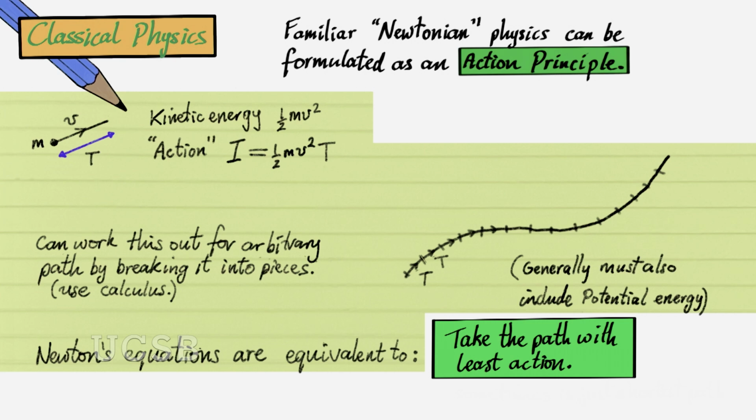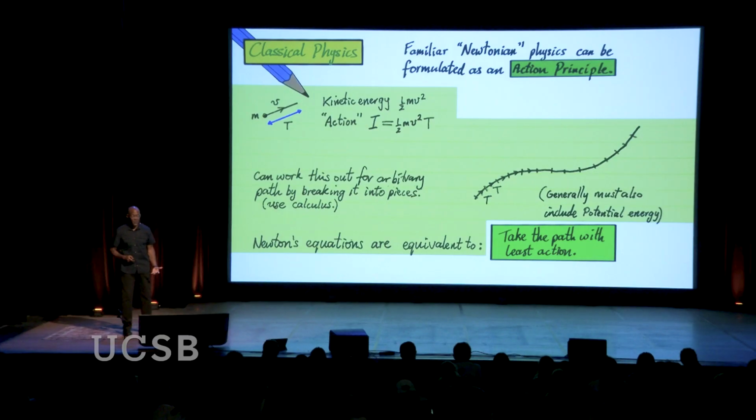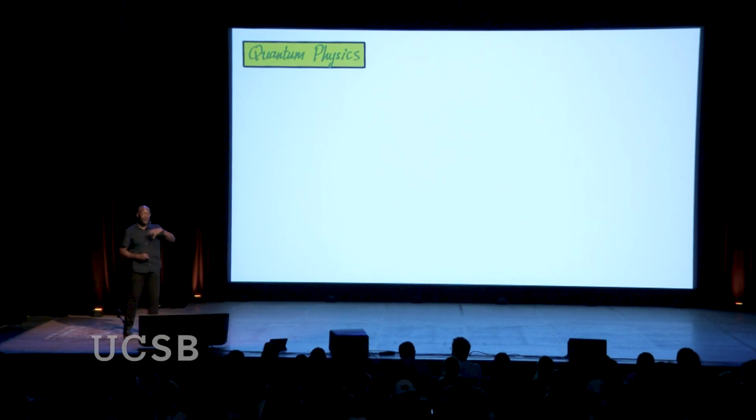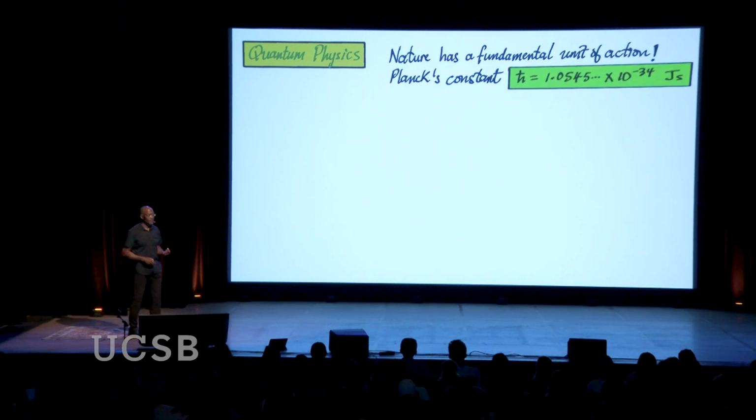Some of you may have heard of this, the least action principle. It's a different way of formulating things, and it's a very useful way of formulating Newton's classical physics, because it now helps me explain to you how to formulate quantum physics. And the key point is that quantum physics arises because nature has a fundamental unit of action. It's called Planck's constant. And you can see in the units I've written there, it's a very, very small number, 10 to the minus 34.